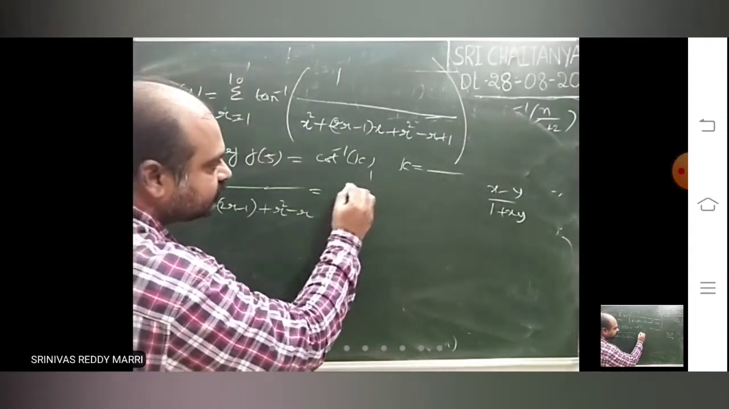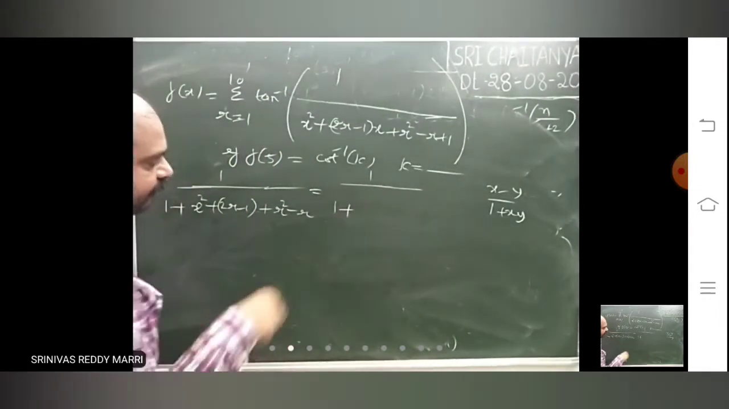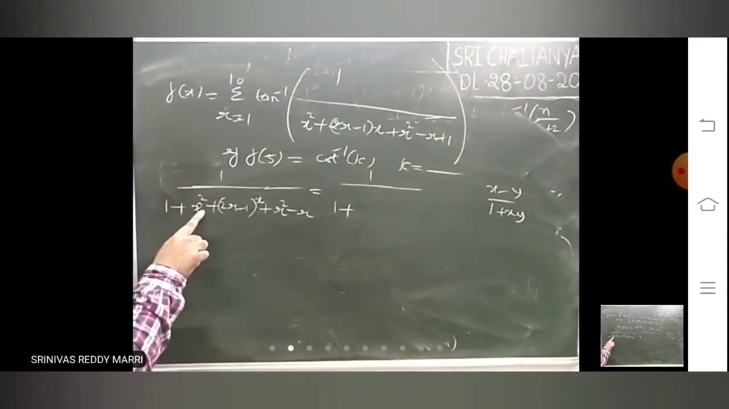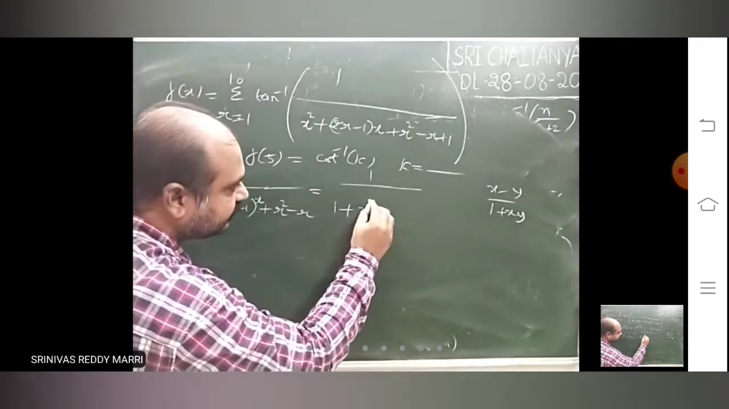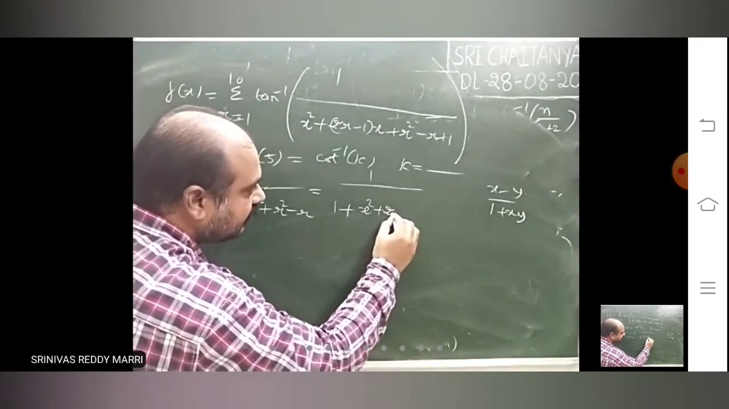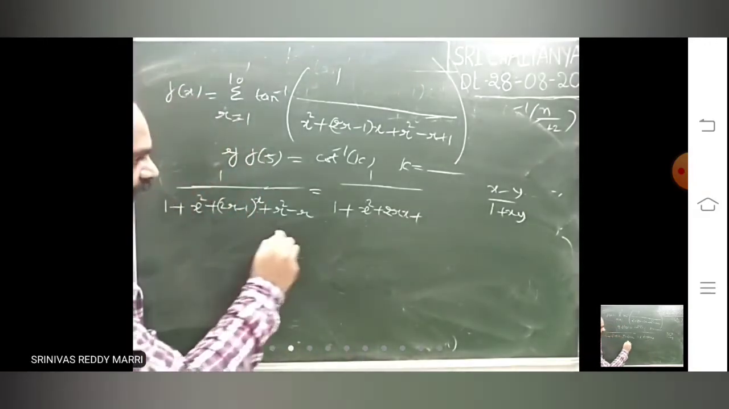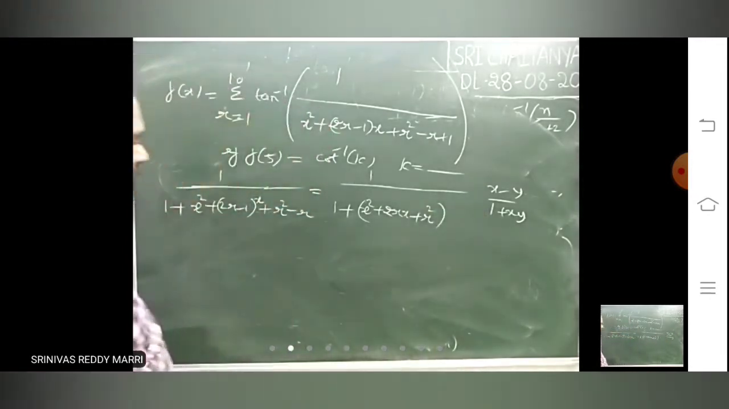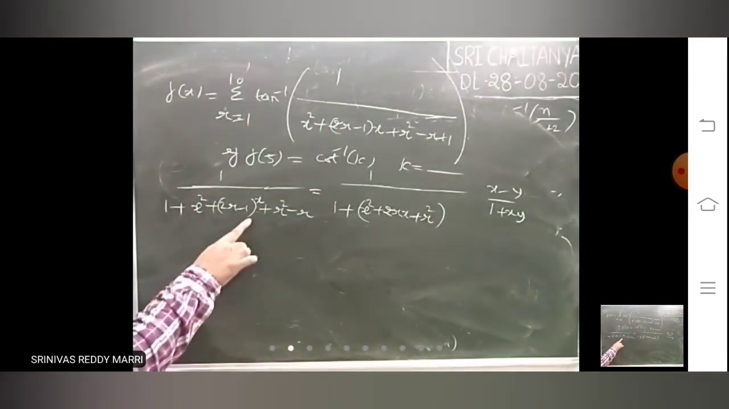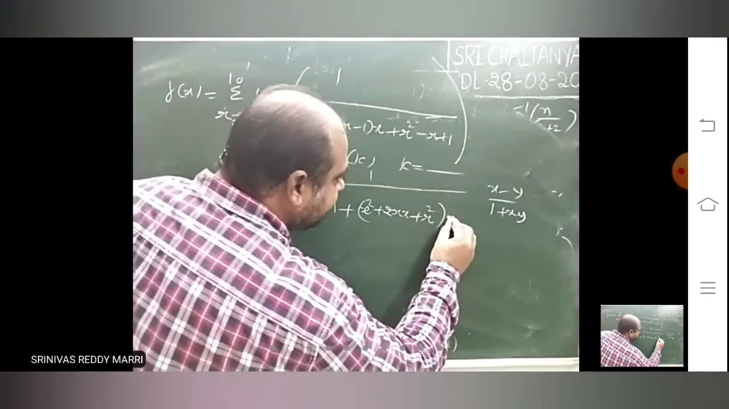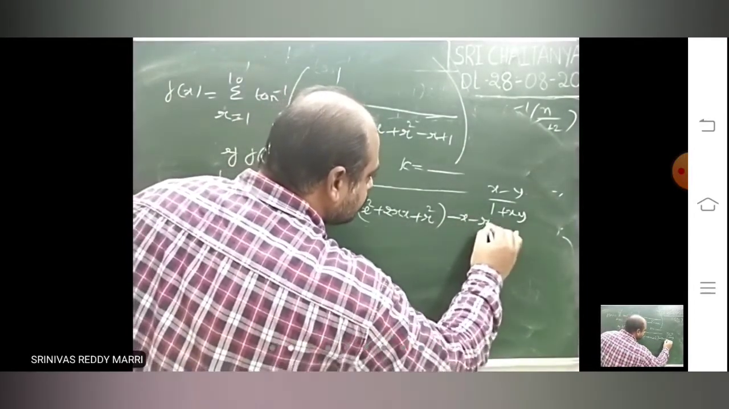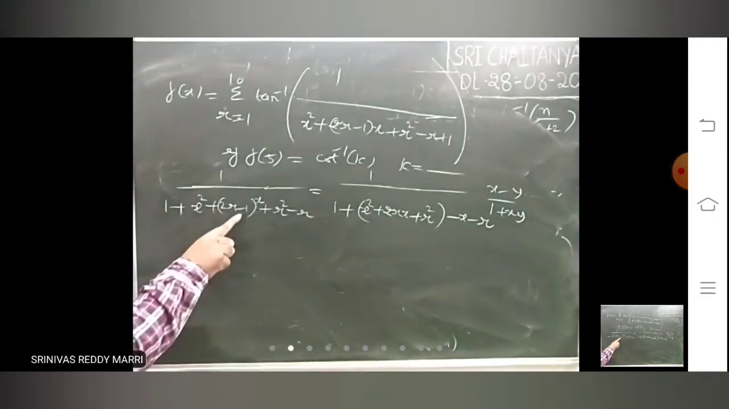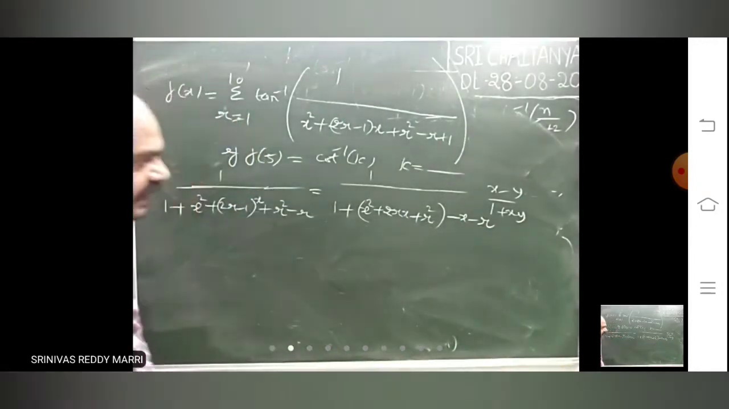Look at how I am writing. Use some logic to write. 1 plus, look at what I am doing: here x, here x. x square plus 2rx plus r square, these three I am clubbing, right? Minus x minus r is there. The remaining is minus x minus r, which I have written there.